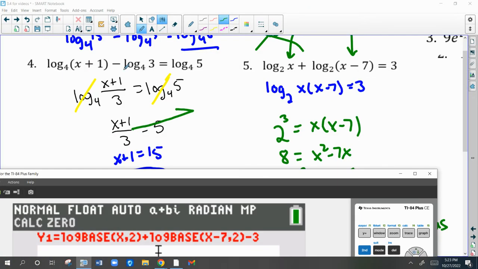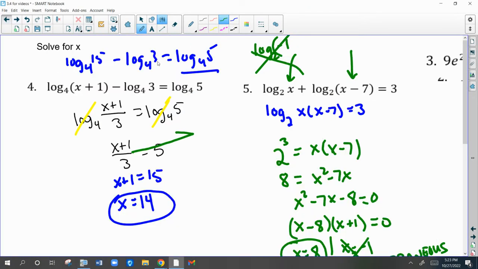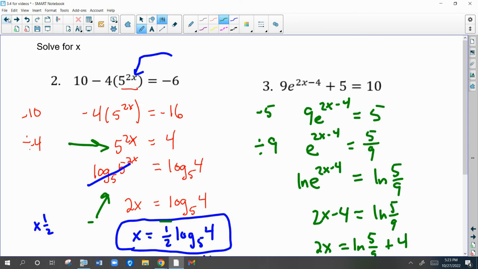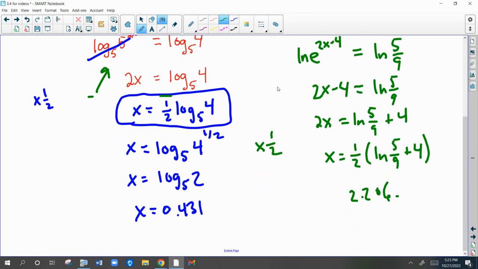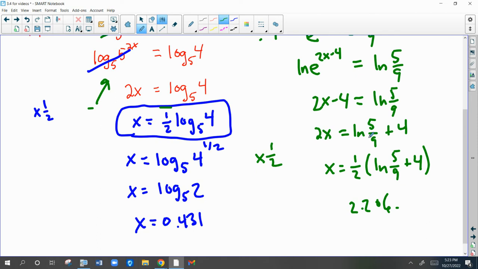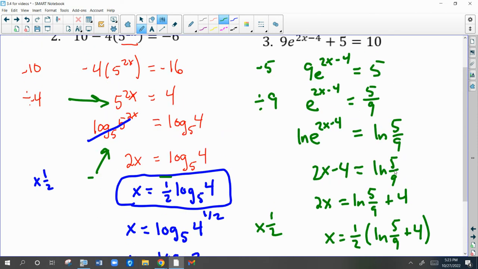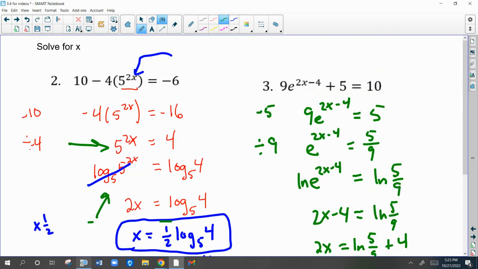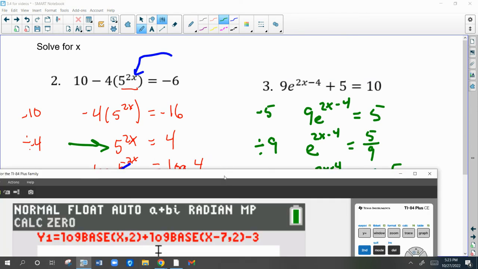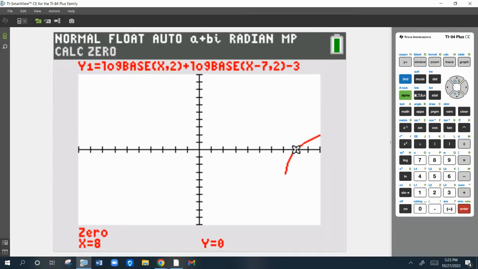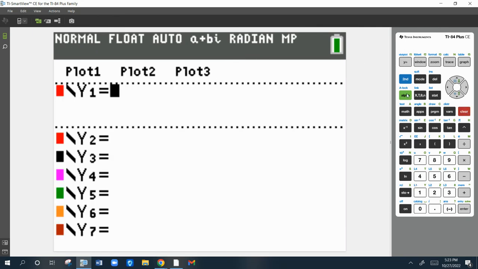So I wanted to show you one more, and this is an interesting one. Number 3, I'm going to do the same thing. I'm going to type it right in, 9e to the 2x minus 4. So, clear. 9. The e is above the natural log, so second natural log. 2x minus 4.